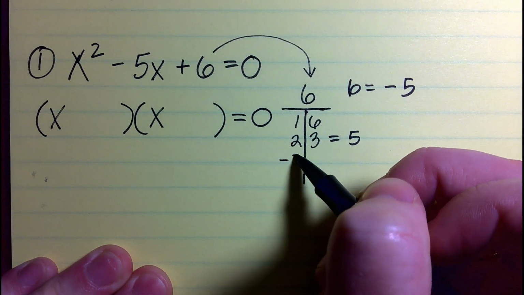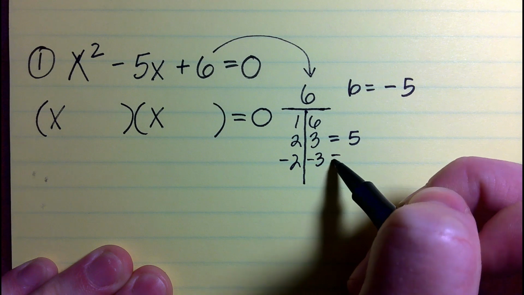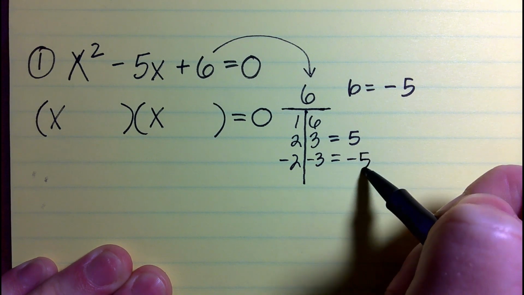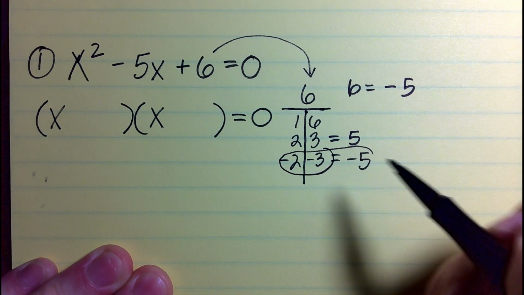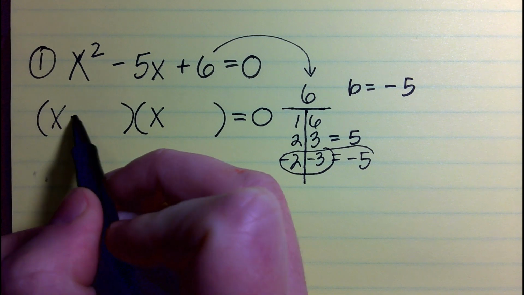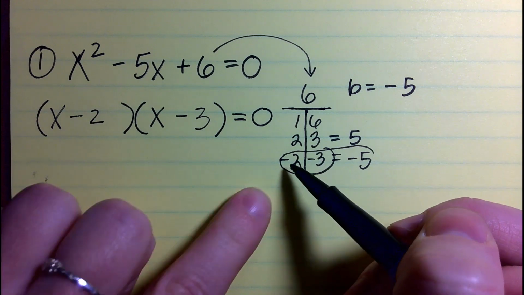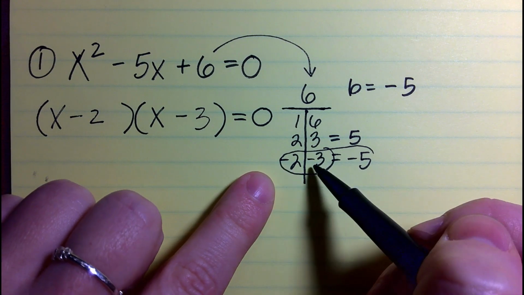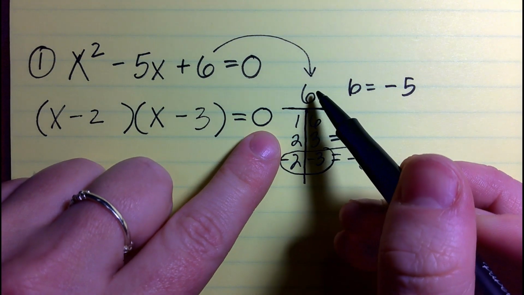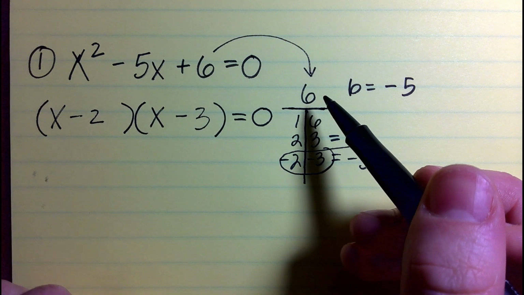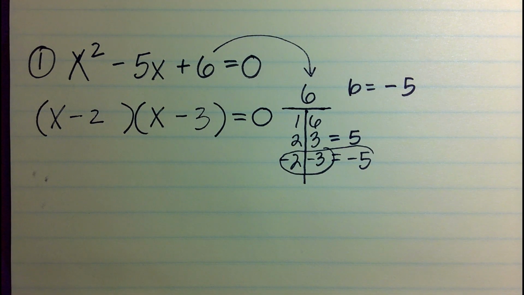So let's try negative 2 and negative 3. And that's going to give me negative 5. So I'm going to put x minus 2. So both of those can be minuses? Yes, because two negatives, when you multiply them together, make a positive. So these are still factors of positive 6.